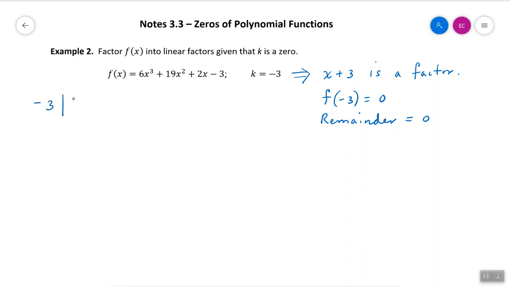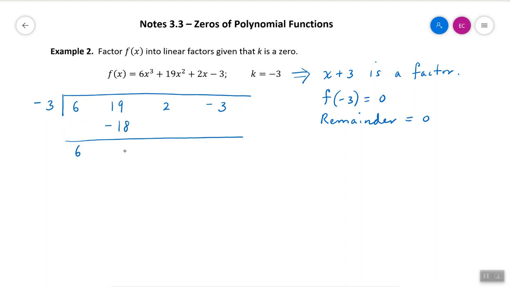Let's take a negative 3 out in front, and then let's put 6, 19, 2, and negative 3 inside. And then let's go through the calculations. The multiplication and then an addition makes 1. Multiplication and then addition makes negative 1. Multiplication makes 3. And then addition makes 0, which is exactly what we had to have, right? We knew that the remainder was going to be 0. So that's a good way to check that our work is going okay.